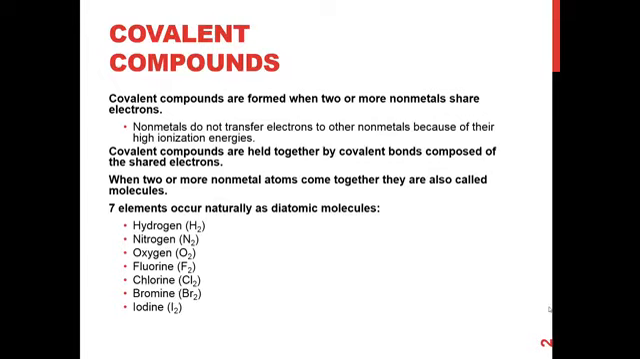Those 7 elements are hydrogen, nitrogen, oxygen, fluorine, chlorine, bromine, and iodine. These are the 7 naturally occurring diatomic or molecular elements. We'll have more to say about those as we move forward in writing and balancing equations. For now, simply a piece of information to file away.